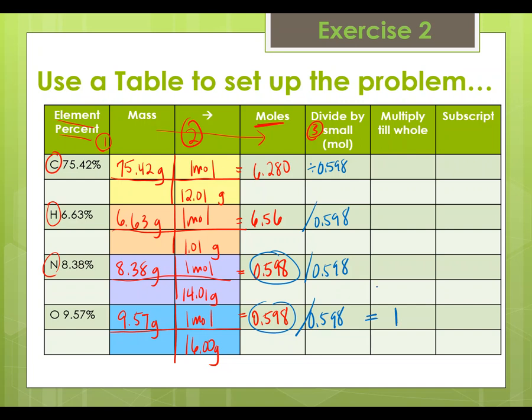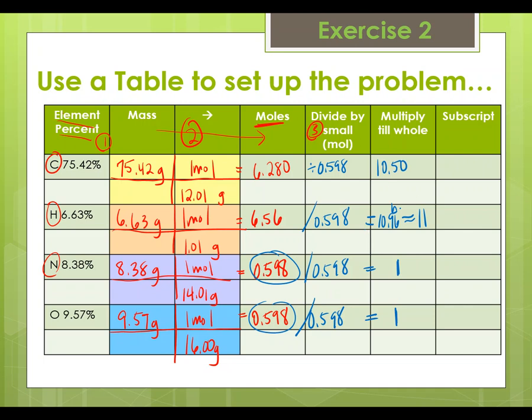Now, this is going to be a 1. This one's going to be a 1 because you're dividing it by the same number. That's easy. But let's look at this one. 6.56 divided by 0.598. Well, if you look here, it's giving us 10.96, but we round this up. So that's basically 11. That one's really close to the whole number we just rounded up. And then 6.28 divided by 0.598, and we get 10.50, exactly.